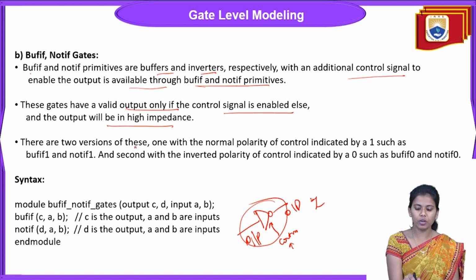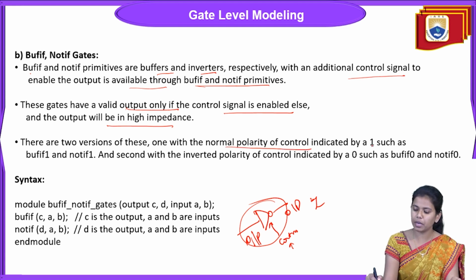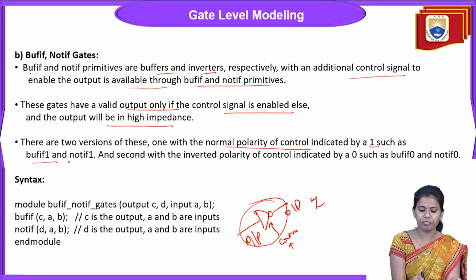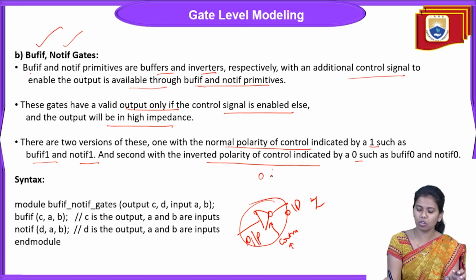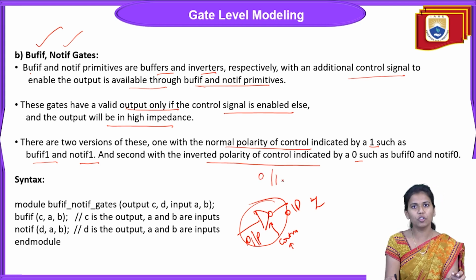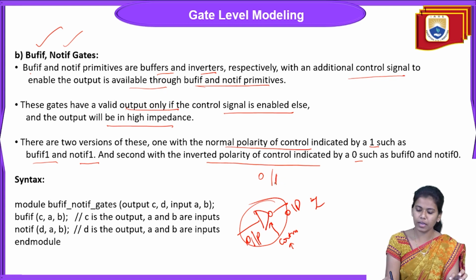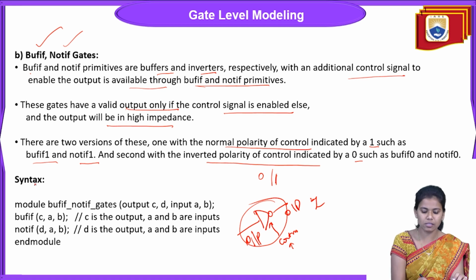Next, there are two versions of this. One with the normal polarity of control indicated by 1, such as BuffIf1 and NotIf1, and the second one with inverted polarity of 0. So in these BuffIf and NotIf gates, the control has two polarities, 0 and 1. If it is 0, we call it BuffIf0, NotIf0. If it is 1, BuffIf1 and NotIf1. So the syntax goes like this.